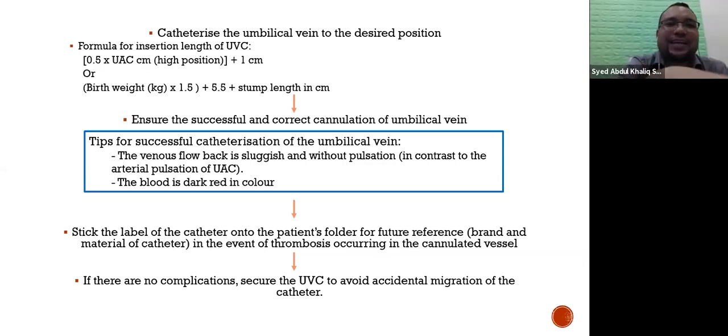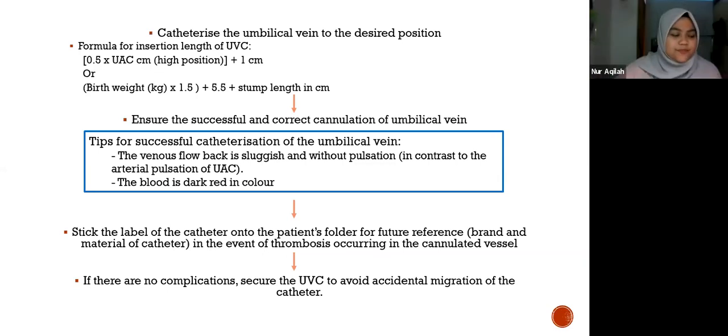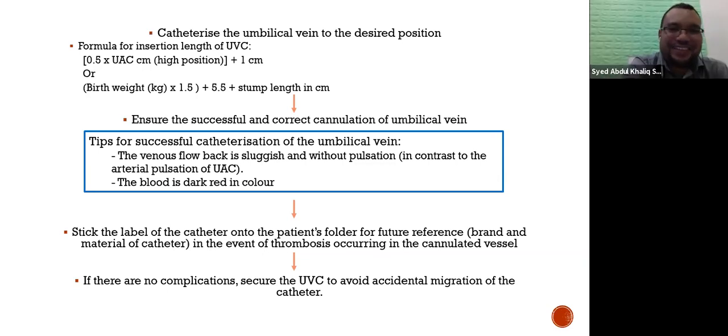Where did you get this second formula? From the PITS protocol. Is it? Okay, all right.